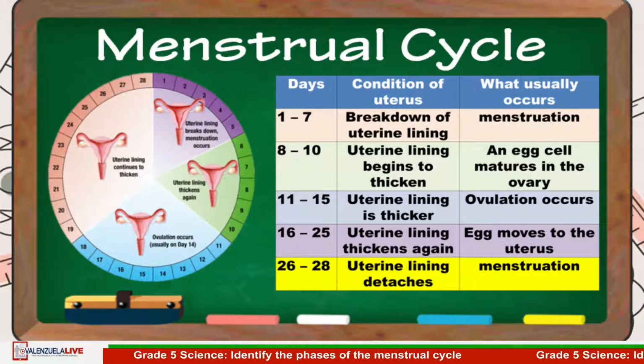Days 11 to 15, the uterine lining is thicker. And what usually occurs? Ovulation occurs. Days 16 to 25, the uterine lining thickens again. What usually occurs? The egg moves to the uterus. And lastly, how about days 26 to 28? The uterine lining detaches and menstruation occurs.